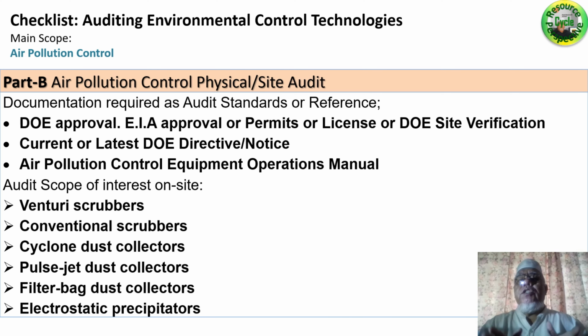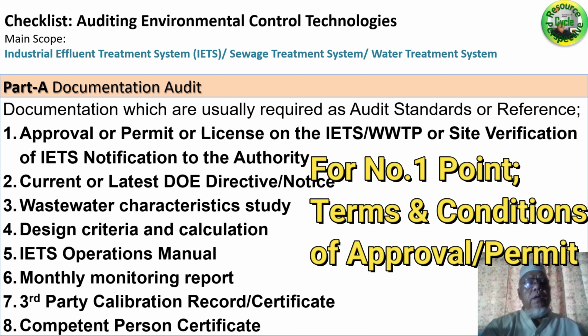So here's our audit scope: all the common air pollution control equipment and devices. Remember, part A, as you saw just now, is basically your documentation audit, and part B, which document is vital for the site audit. So next, let's check IETS audit preparation. So let's go to number 2, current or latest DOE directive from the respective related authorities.